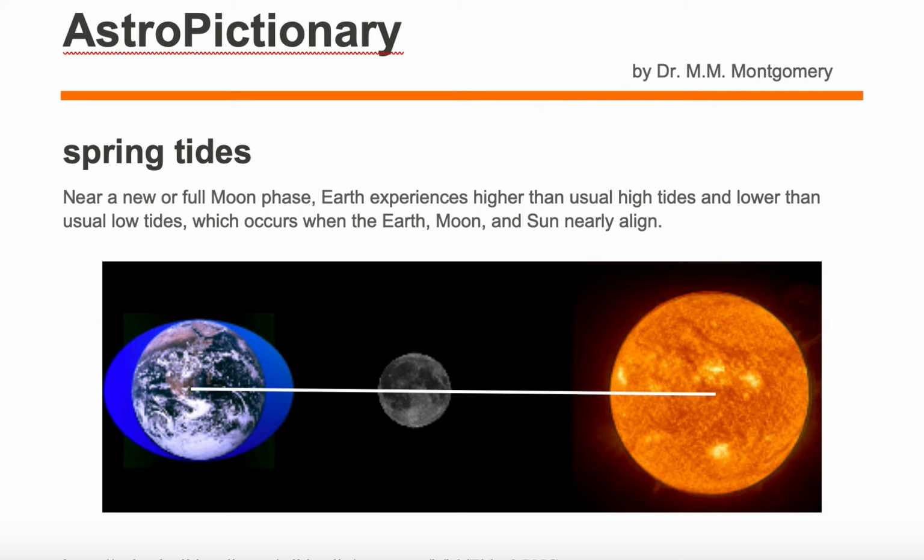Near a new or full moon phase, Earth experiences higher than usual high tides and lower than usual low tides, which occurs when the Earth, Moon, and Sun nearly align. And we call these tides on Earth spring tides.